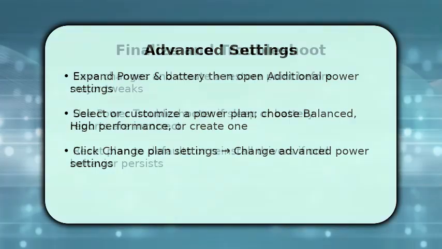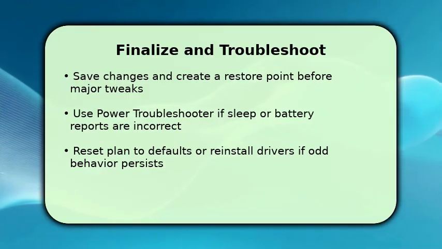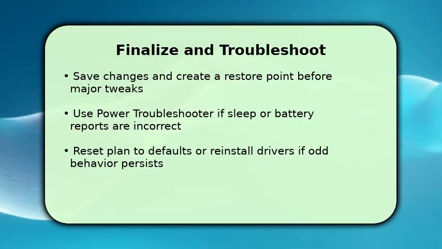You'll finalize by saving changes and optionally creating a restore point, so you can revert if things go wrong. If sleep, sudden shutdowns, or incorrect battery estimates appear, run Windows Power Troubleshooter via Settings, System, Troubleshoot. It checks common misconfigurations.